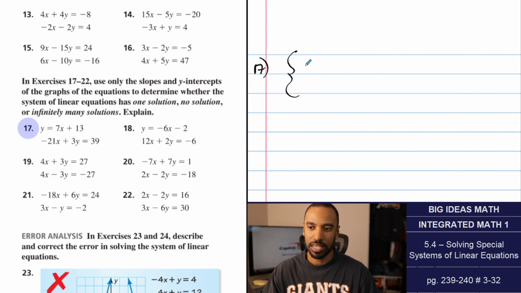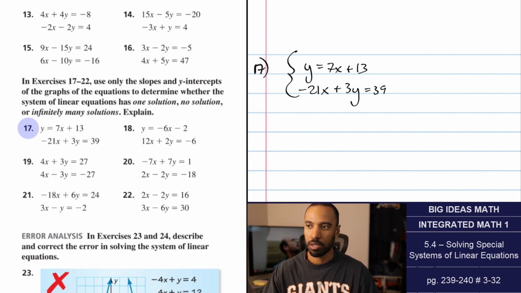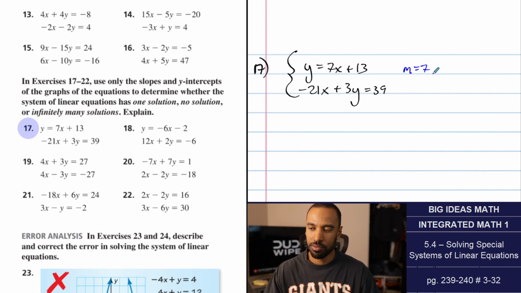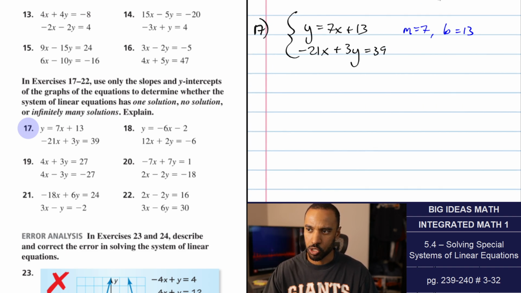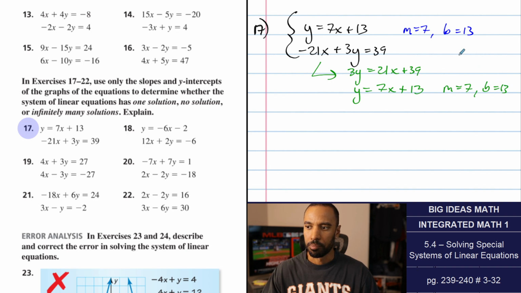So on this first set here, I get y equals 7x plus 13. You can see the slope and y-intercept for that one. This one here, we're going to have to do more work. Negative 21x plus 3y equals 39. So let's see how it compares to this one. We got a slope here of 7, a y-intercept of 13. I probably won't write that each time. I just want to make sure you know what we're comparing. If I add 21x to both sides and then divide everything by 3, we get y equals 7x plus 13. That means we got here a slope of 7 and a y-intercept of 13. So same.